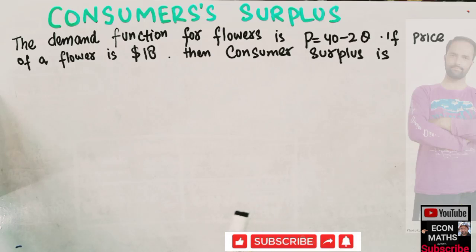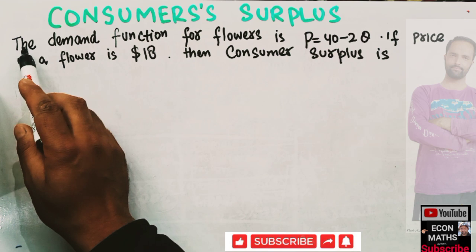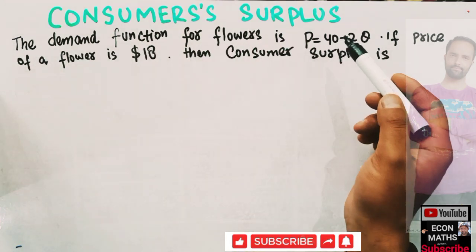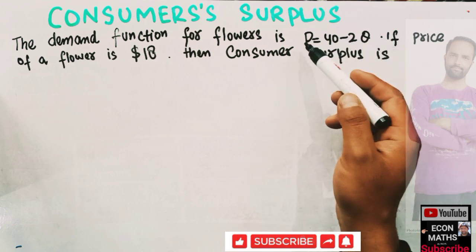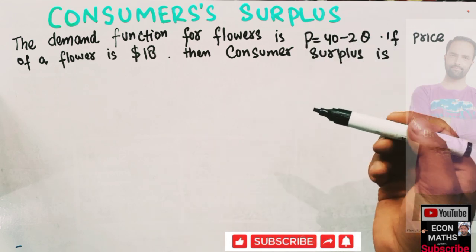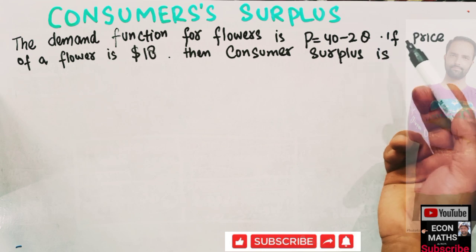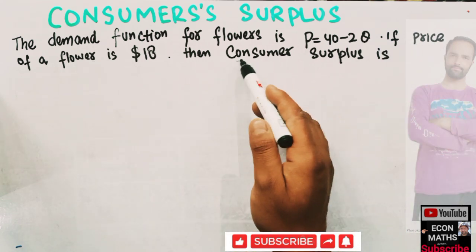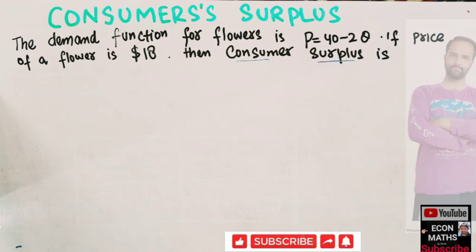In this video, we will solve a question on consumer surplus. The question is like this. The demand function for flowers is being given as P is equal to 40 minus 2Q. P is the price of the flower. Q denotes the quantity of flowers. If the price of a flower is $18, then we have to find out the consumer surplus.